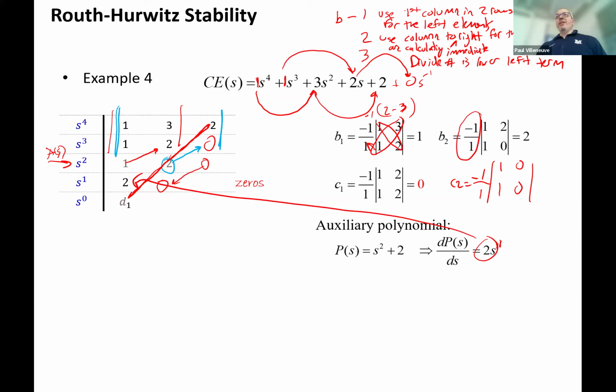And what should D1 be equal to? Remember how I said when we presented this stuff, how do we check our work? The last coefficient. So -1/2 times 102 equals 2. How many sign changes in the first column? None. So is this a stable system or not?